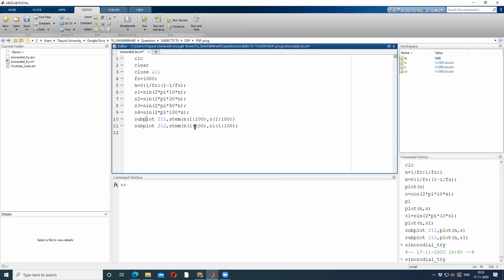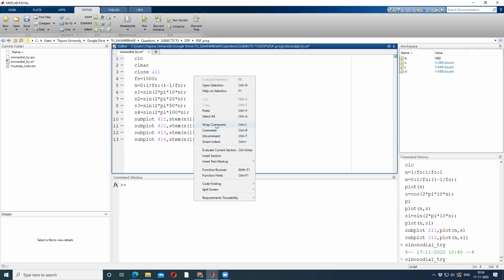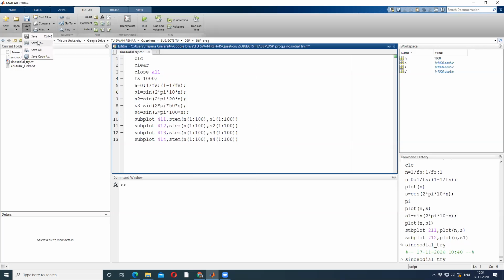As we have 4 graphs, let me put here 411, 412. Say this is S1, this is S2, and I copy these two and paste it here, 413 and 414, and similarly the signals will be S3 and S4. I rename it as file save as. Let me name a new file.